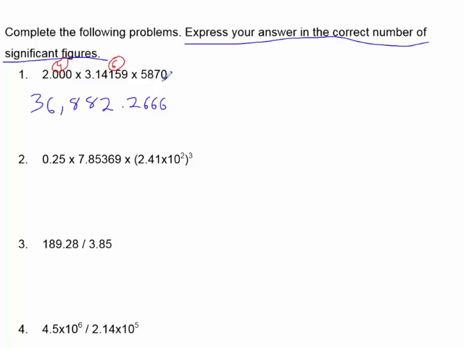And 5,870, note there's no decimal point, that has 3 significant figures. So of these, we have 4, we have 6, and we have 3. We then go with the lowest one, 3 significant figures, and that's all you want in your answer. And that means the answer for this would be 36,900. And that would be the answer to the problem.